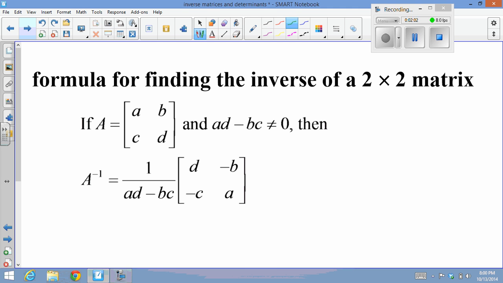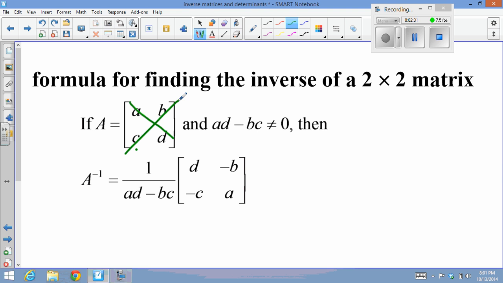So if we're going to find an inverse, the only matrix that we're going to be finding an inverse for is a 2 by 2. Anything else will require us to use the calculator, which we'll talk about in just a minute. So if I have matrix A, in order to find the inverse of matrix A, I will follow the procedure here. So I would multiply 1 over A times D. Notice A times D is this diagonal here. And then subtract BC, which is that diagonal there.